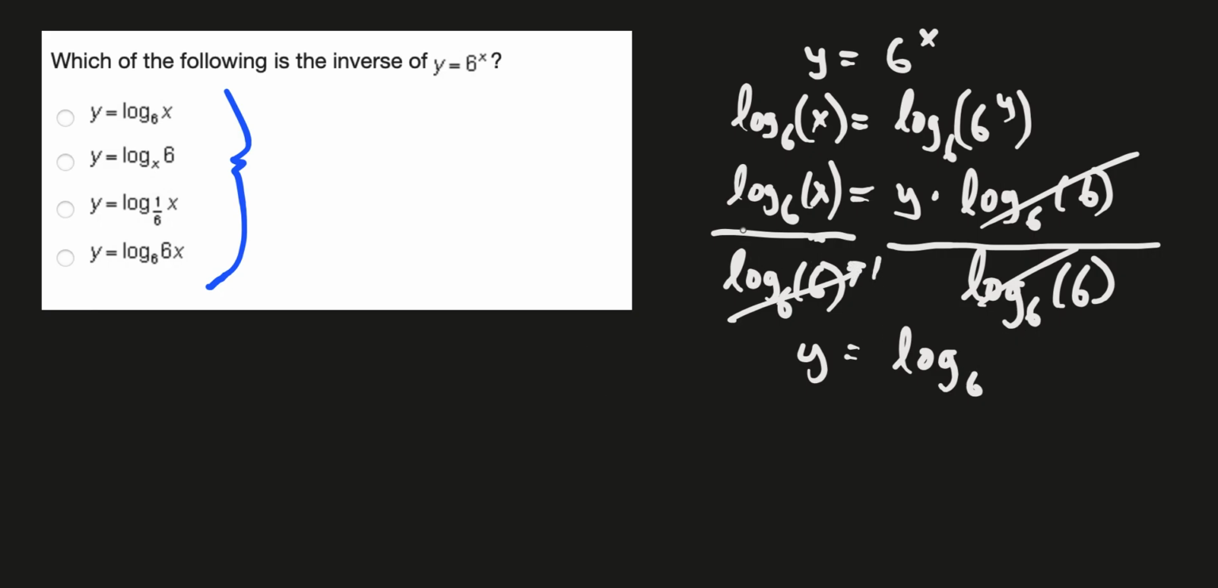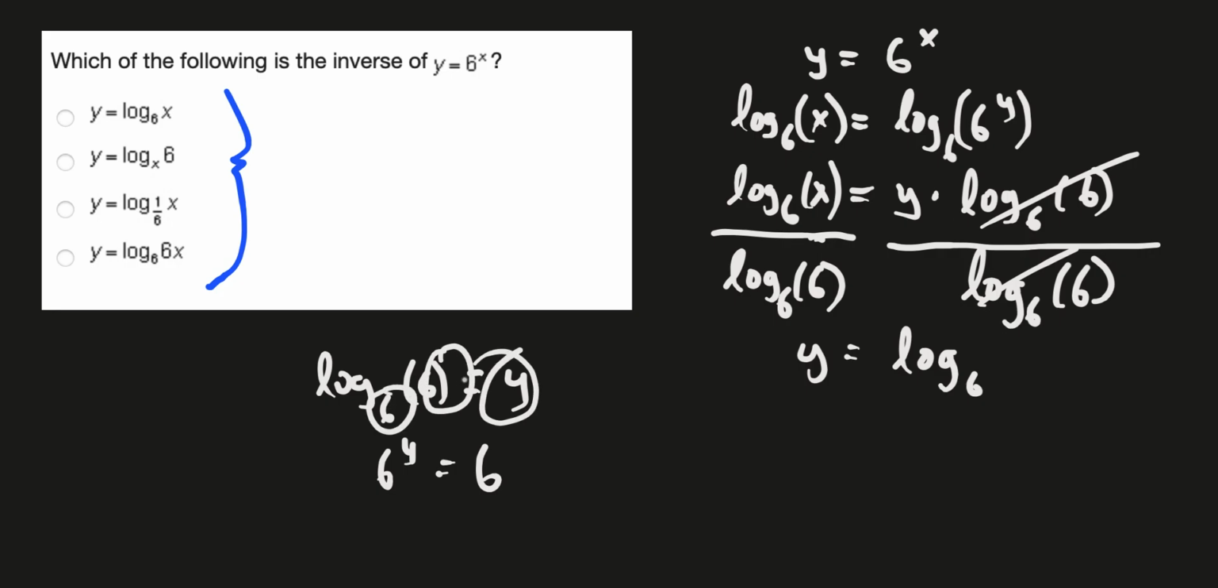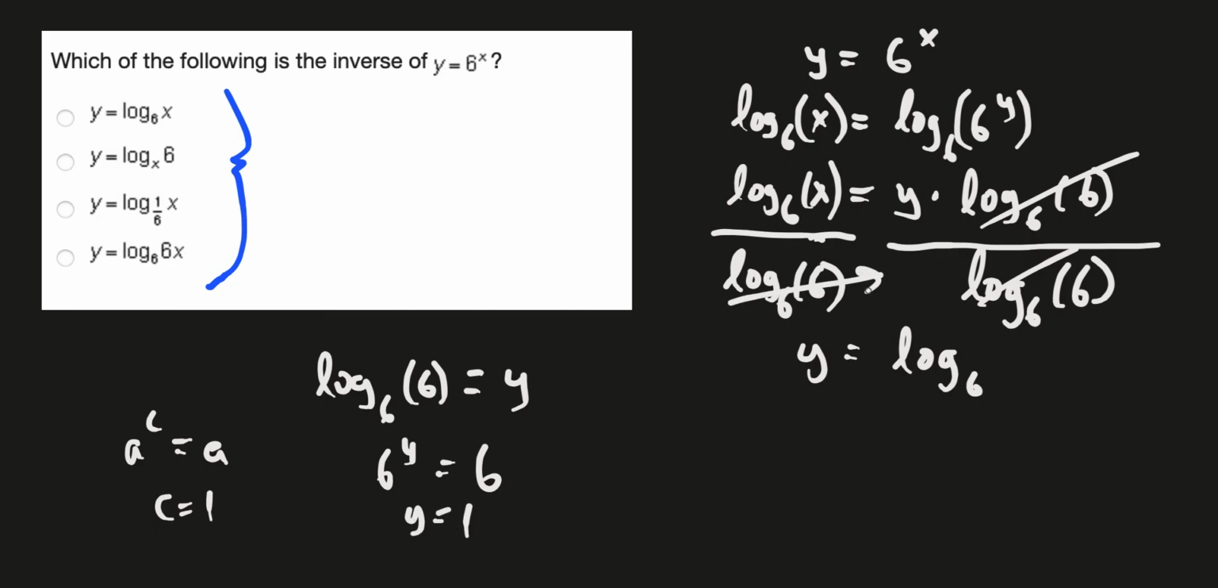Because think about it: in case you don't know the property, if we think about this, then 6 raised to the y must be equal to 6. This raised to this must be equal to this. So 6 raised to the y is equal to 6. What do you raise a number to, to get the same number? It has to be 1, so y has to be equal to 1. So this has to be equal to 1.